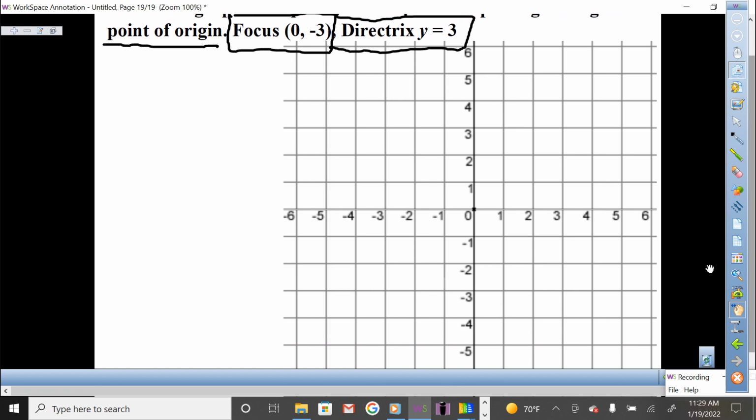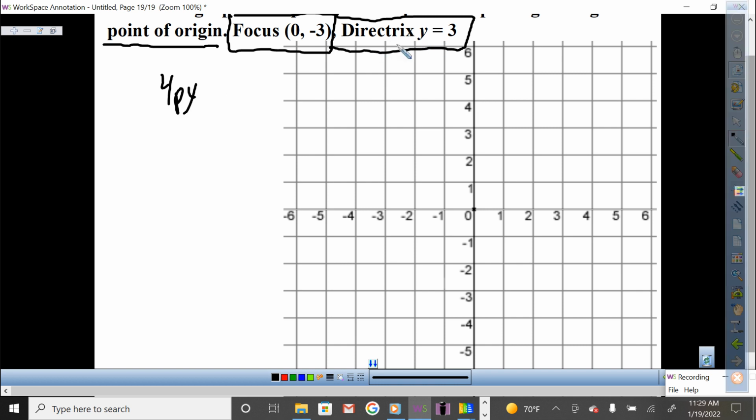So for this problem, they're going to ask us to do two things. Write an equation and graph our parabola. So, let's see if we remember. Look at the directrix. What is the directrix for this one? Y equals 3. So which variable is it? Y, which means we need to write an equation. So what does that remind you of? Of 4py, because y is by itself, next to 4p. So what would we write on the other side of the equation? X squared. Hopefully this is coming back. We already did these before.